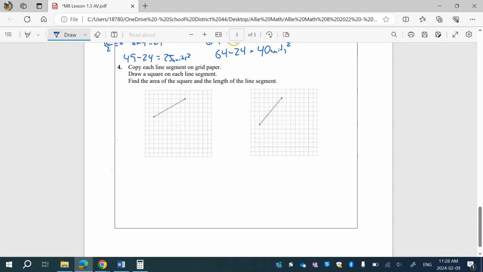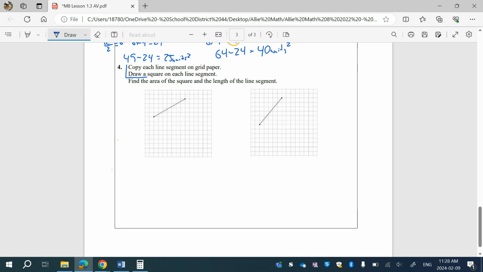Okay, I'm going to do part 2 in case you're watching this at home and you need to know how to do this. So you need to copy the line segment onto a grid paper and draw a square from the line. And the best way that I can think about to do this or teach you how to do this is to, from one dot to the other, do kind of like the rise and the run.